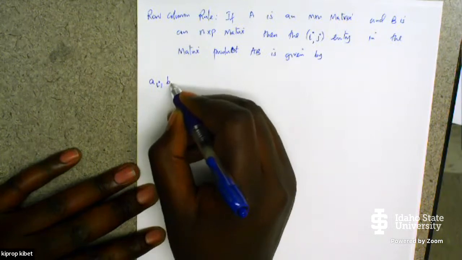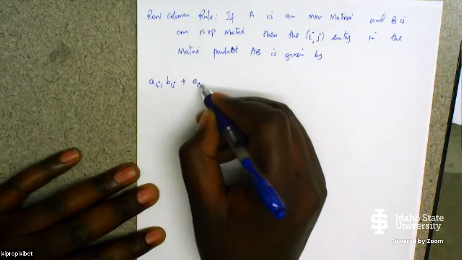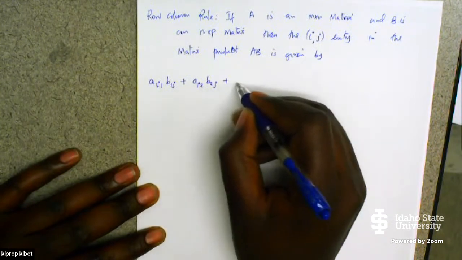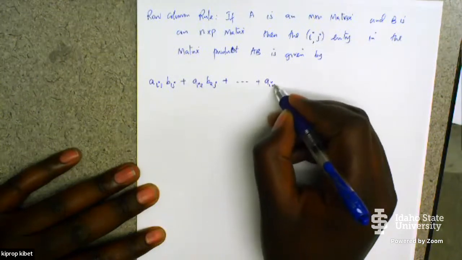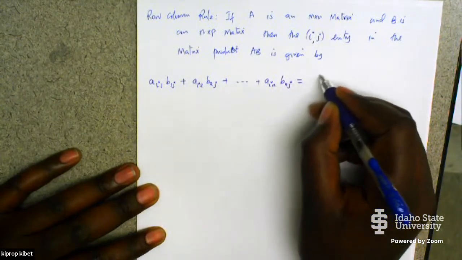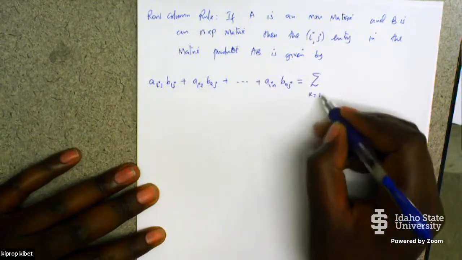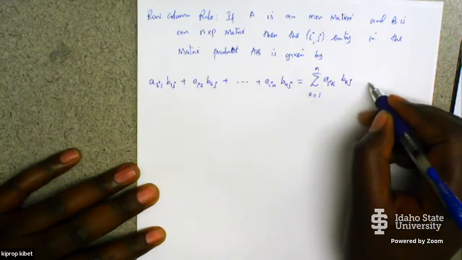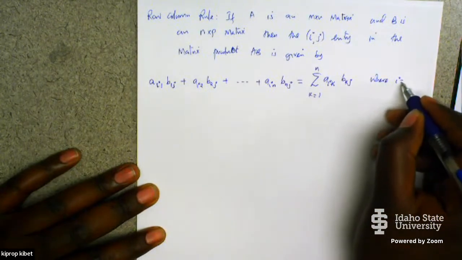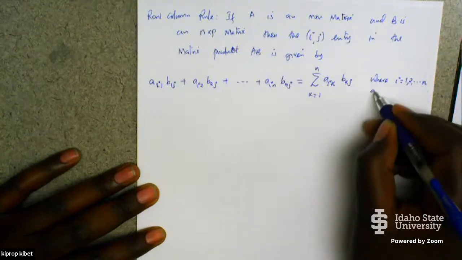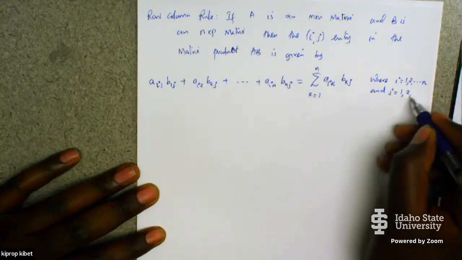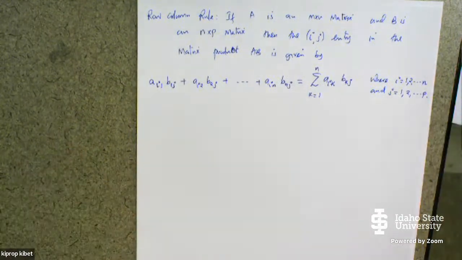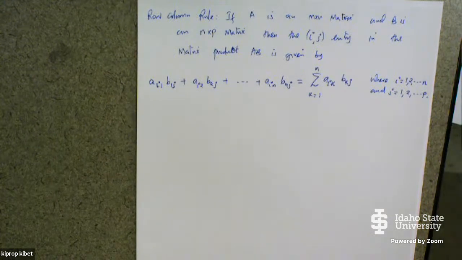A_i1 B_1j plus A_i2 B_2j plus ... plus A_iN B_Nj, which is the same as the summation of k equals 1 to N of A_ik B_kj, where i equals 1 all the way to M and j equals 1 all the way to P. So you take the row and then the column.